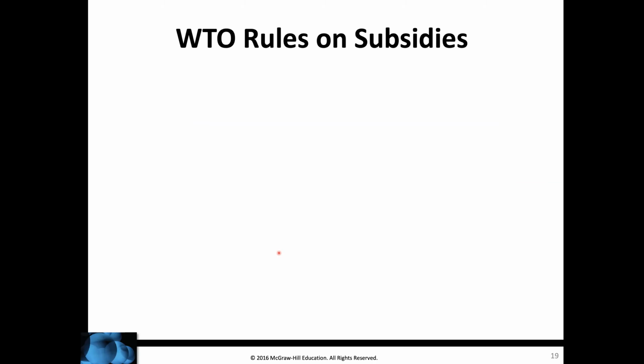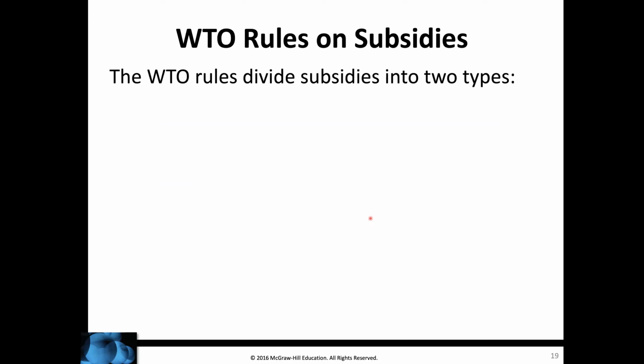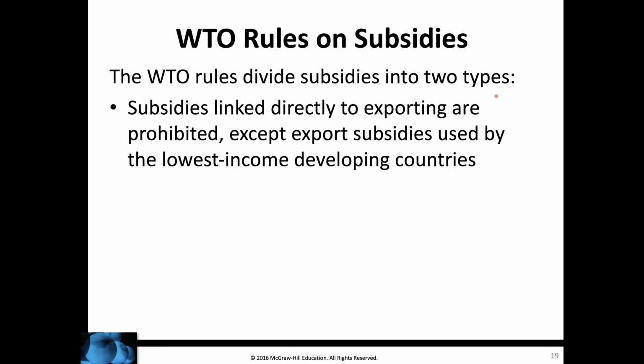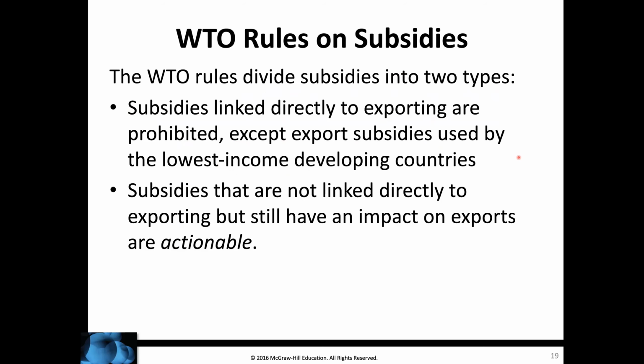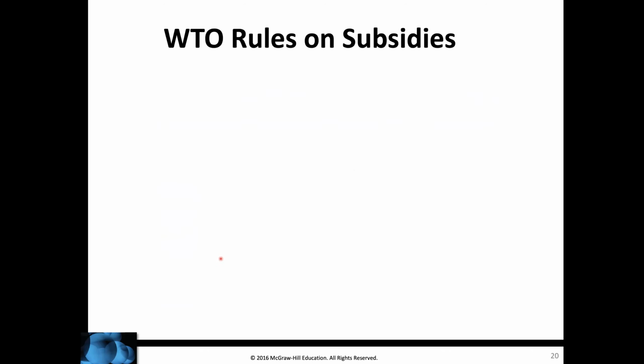So let's take a look at the WTO's rules on subsidies. The WTO rules divide subsidies into two different types. So subsidies linked directly to exporting are prohibited, except export subsidies used by the lowest income developing countries. So this gives industries of the developing countries a little leg up. Subsidies that are not linked directly to exporting, but still have an impact on exports are what we call actionable.